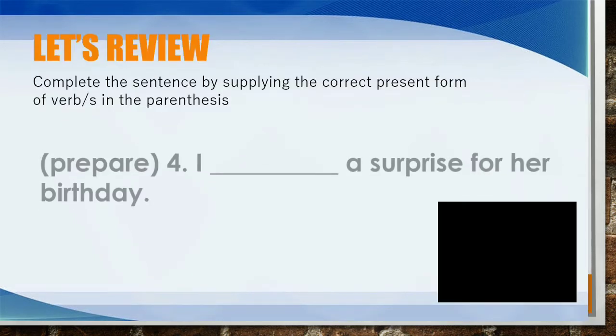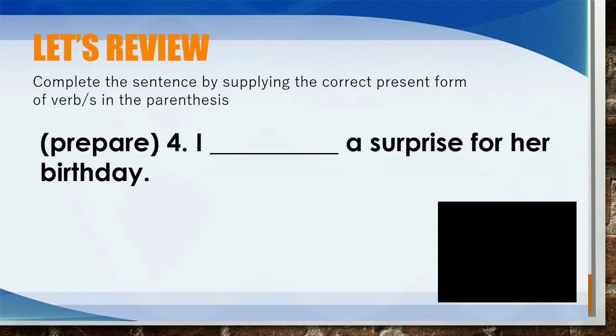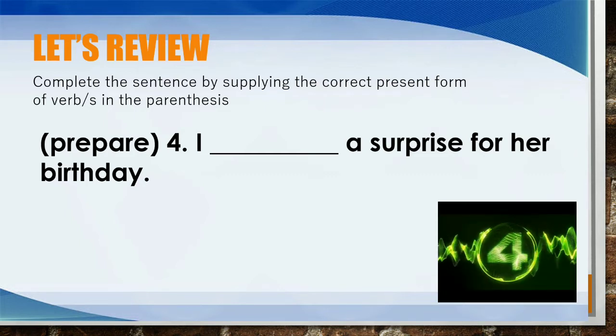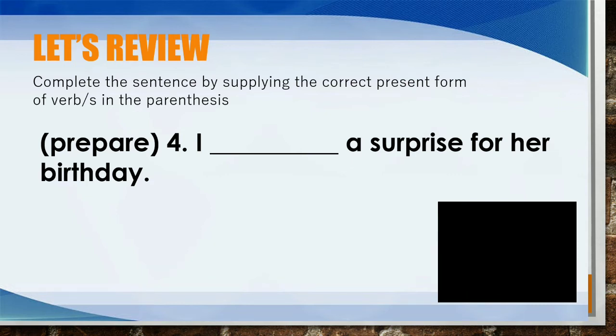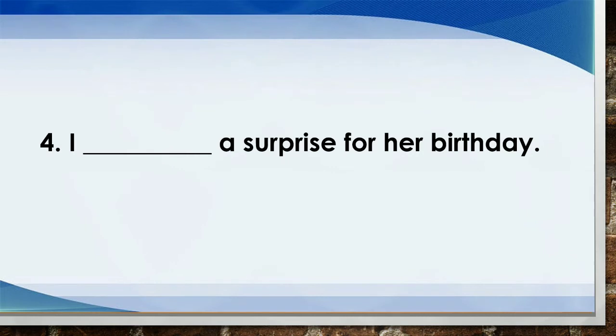Let's go to number 4. The verb is prepare. I blank a surprise for her birthday. 5, 4, 3, 2, 1. And the answer is, the verb prepare will be, I prepare a surprise for her birthday in its present form.